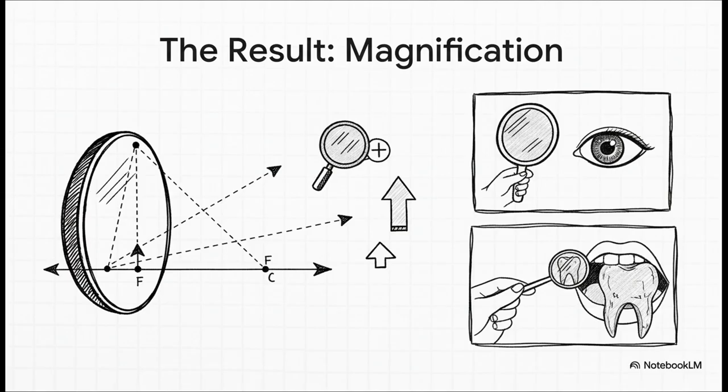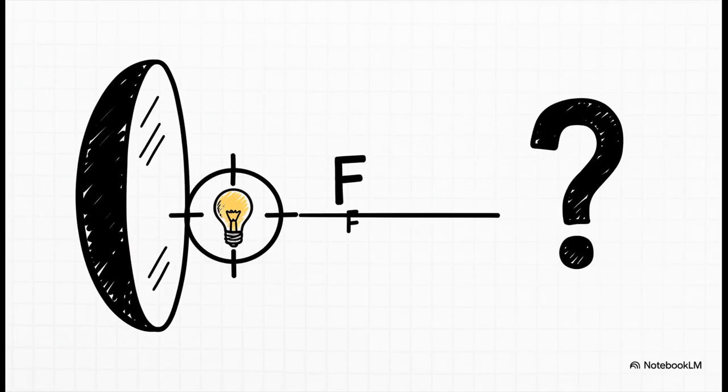And it's the same exact principle dentists use with those little mirrors to get a really good look at your teeth. It's all about getting up close and personal. Okay, but what if we move things just a little bit? What happens if we place the object, like a tiny light bulb, exactly on the focal point?